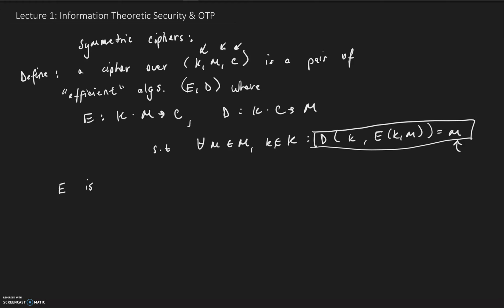So E is often randomized. As you are encrypting messages, algorithm E is going to generate random bits for itself, and it's going to use those random bits to actually encrypt the messages that are given to it. And D is always deterministic. The decryption algorithm is always deterministic in the sense that, given the key and the ciphertext, the output is always the same. It doesn't depend on any randomness used by the algorithm.